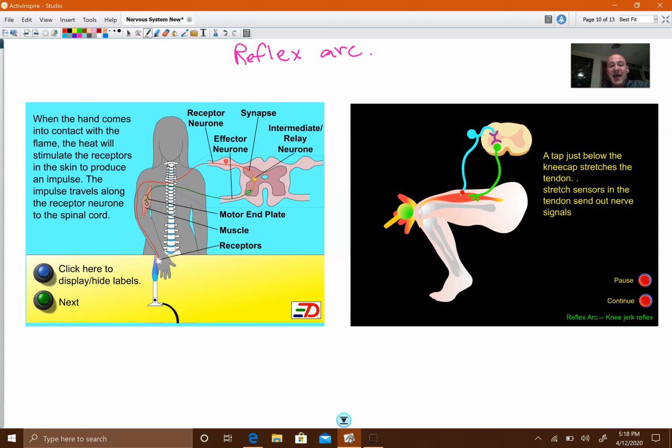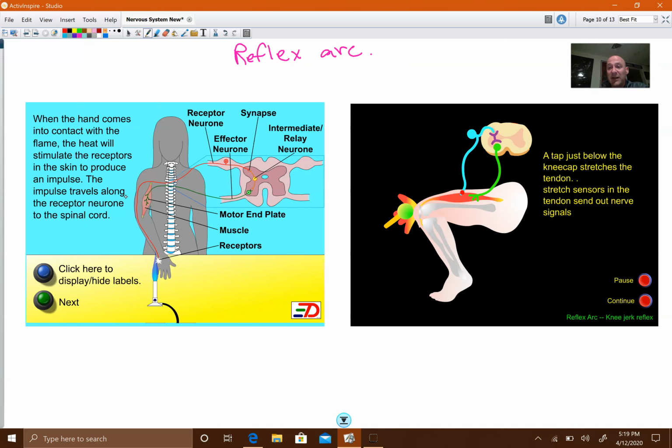If you notice, there are three synapses involved here. You have the synapse over here between the sensory neuron in red and the intermediate neuron in pink. That's one synapse. The second synapse is here between the intermediate neuron and the motor neuron in green. And the third synapse is between the motor neuron and the muscle cell. So you have 3 neurons and 3 synapses involved in this.